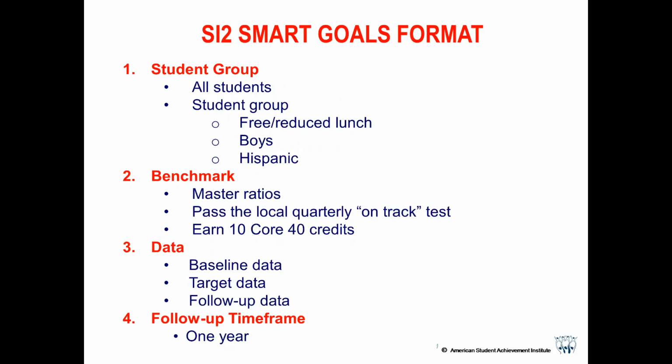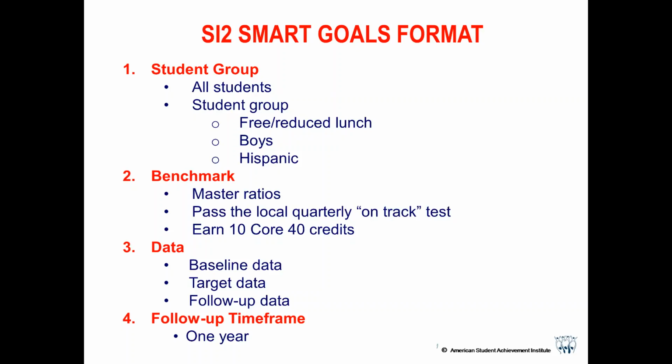Okay, next thing we'll ask is, you've got that student group defined. What is it that you want them to do? And you'll come up with the benchmark. So you'll say, we want those boys to master ratios, or to pass a local quarterly on-track test that all of our students get, all our teachers give, to see if kids are progressing. Or we want those boys to earn 10 Core 40 credits by the end of 9th grade. We're focusing on what we want that group to do.